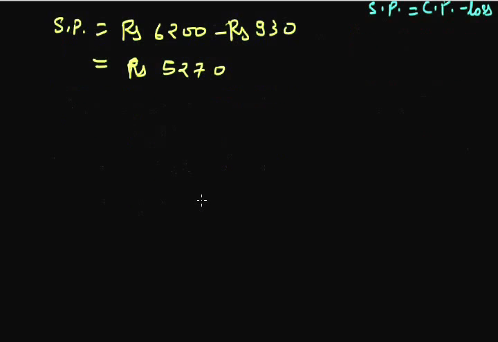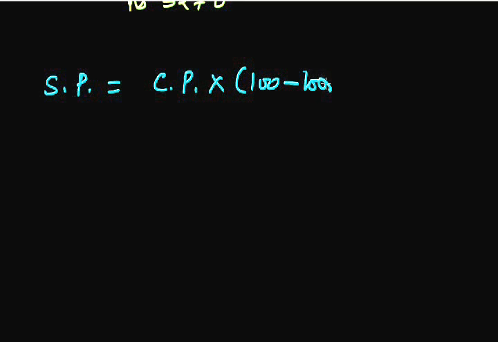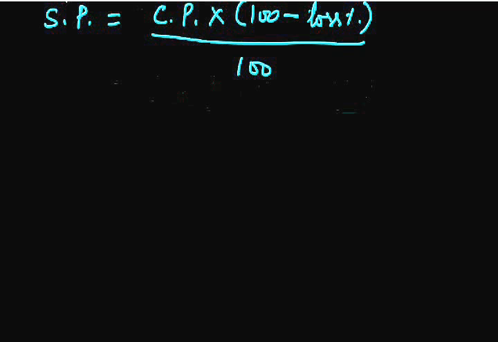Now we can calculate this selling price with the help of a formula also, which we have just now used for the gain percent. The difference here is that the selling price will be equal to cost price into 100 minus the loss percent, whole upon 100. Since there is a loss, we have to subtract it. Let us solve this question with this formula.